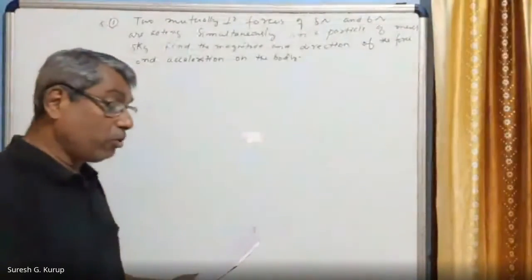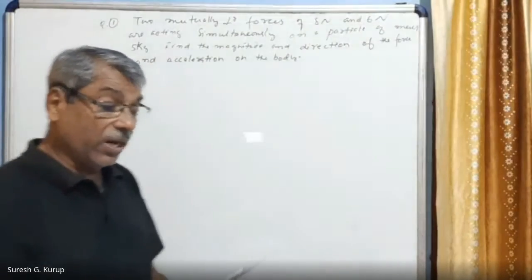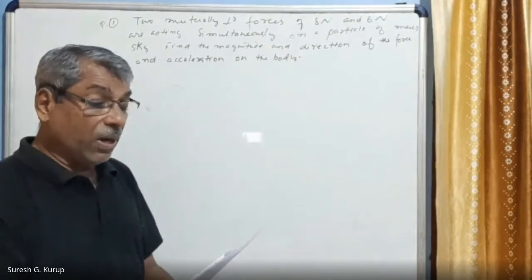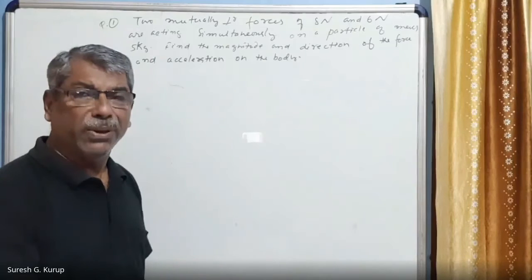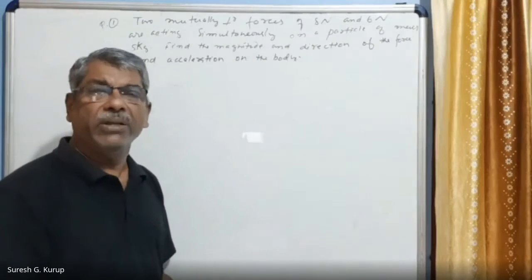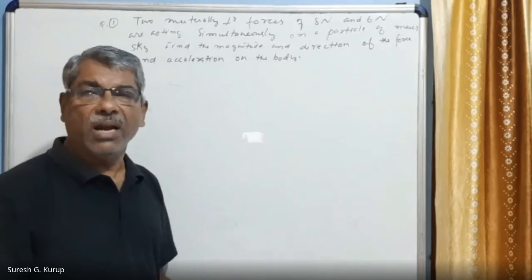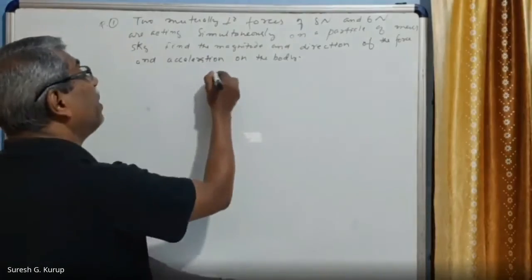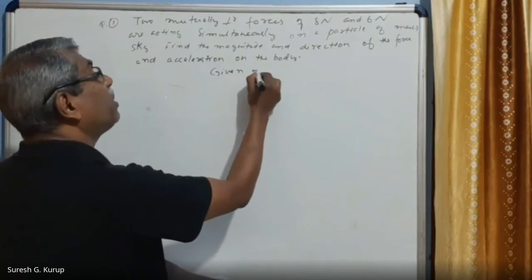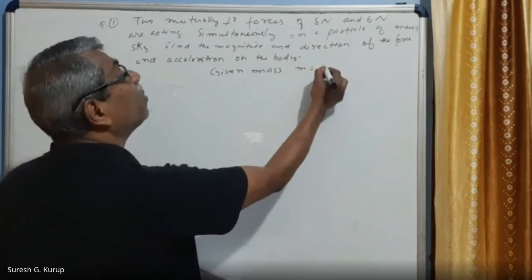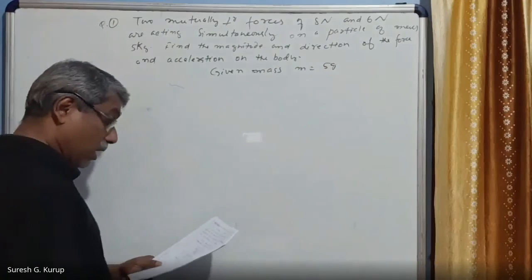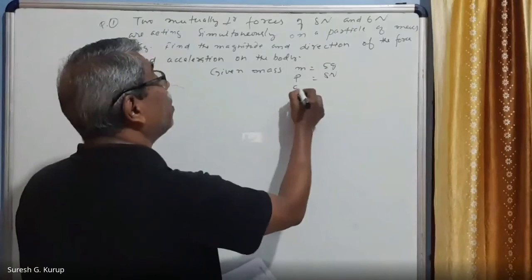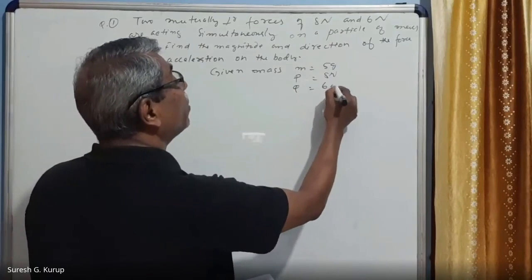This is the question. Two mutually perpendicular forces, of magnitudes 8 Newton and 6 Newton, are simultaneously acting on a particle of mass 5 kg. When two forces act perpendicular to each other, they can be represented by the two sides of a parallelogram. The resultant force is obtained by the diagonal of the parallelogram. Given: mass m is equal to 5 kg, first force P is equal to 8 Newton, Q is equal to 6 Newton.